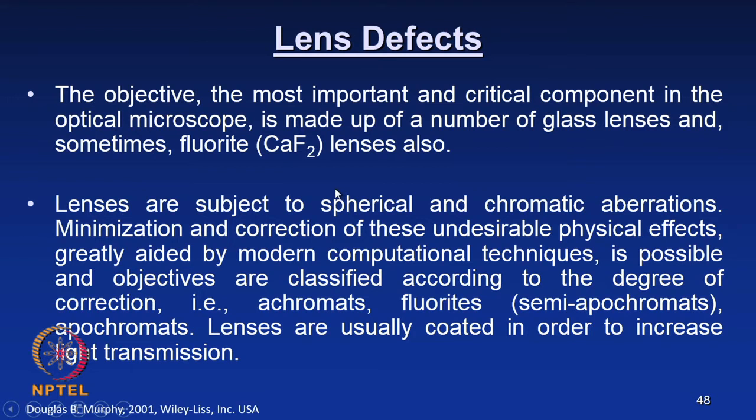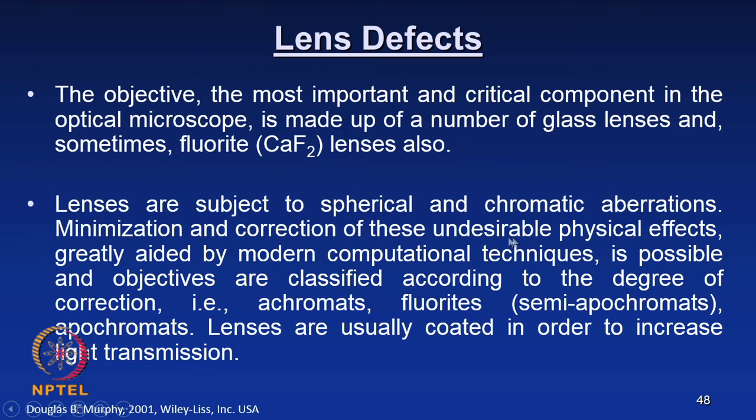So, we will now summarize these lens defects, and we will see how they are characterized or corrected based upon the different degrees of corrections. The objective, the most important and critical component in the optical microscope, is made up of a number of glass lenses and sometimes fluoride lenses also. Lenses are subjected to spherical and chromatic aberrations.